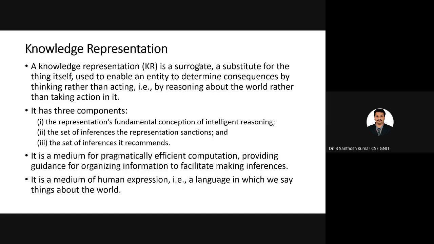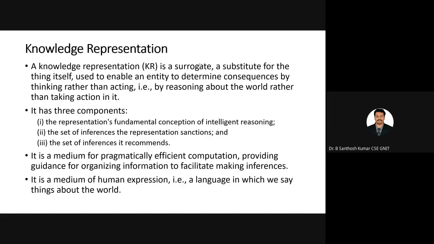A knowledge representation is a surrogate, a substitute for the thing itself, used to enable an entity to determine consequences by thinking rather than acting. Rather than acting, we give the full information in the form of thinking, that is, by reasoning about the world rather than taking action in it.